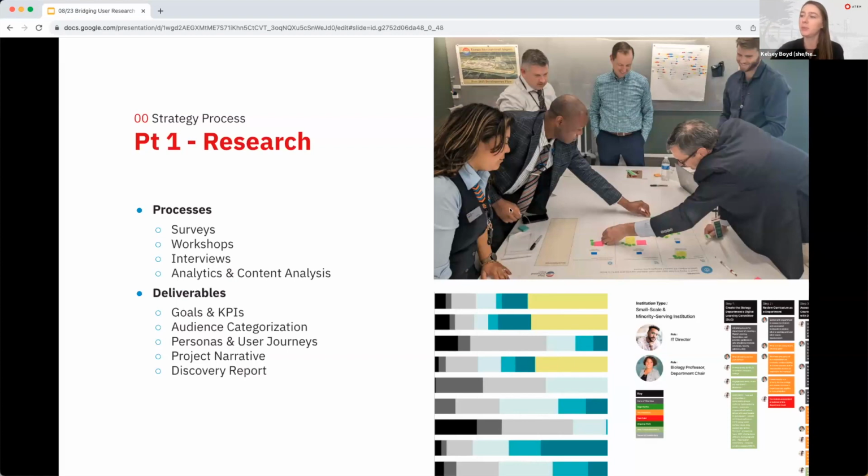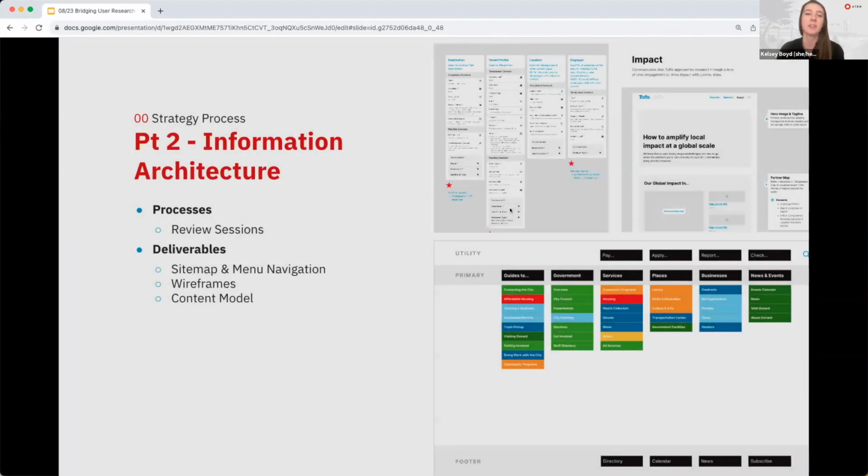From there, we move into our information architecture. So this is really where, for us, our clients get to sit back and relax a little more. It's more so us preparing deliverables and having review sessions. So we'll be looking at the sitemap and how pages are organized and categorized around the site, the menu navigation and how users will navigate to those different parts of the site and different pages. Sometimes those are the same. Sometimes there are some different evolutions there that happen.